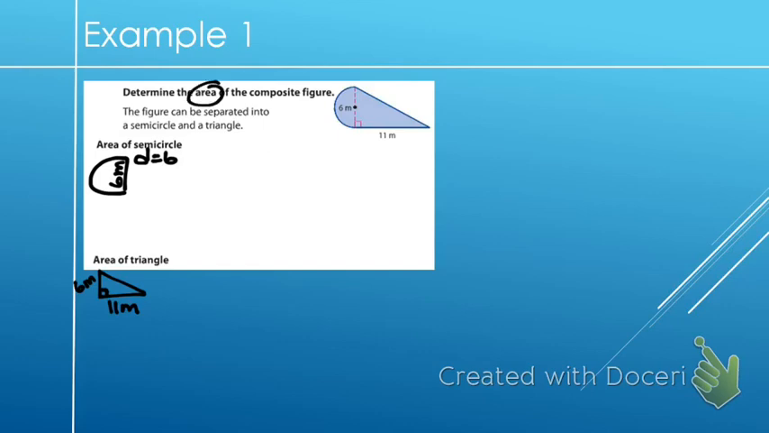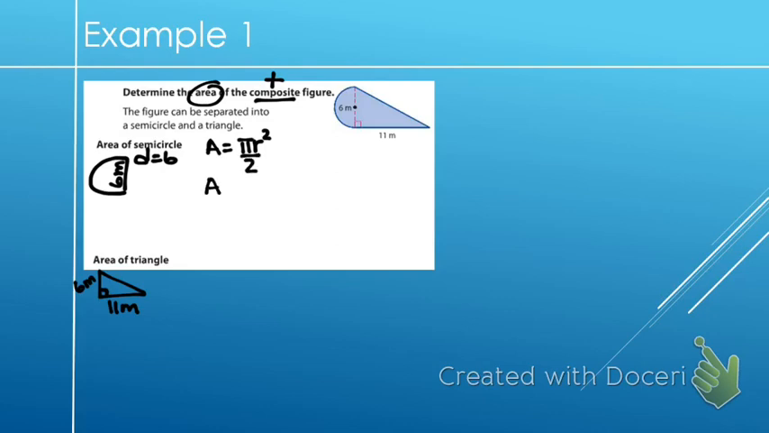Okay, so this is called area of composite figures. So we know we're doing area. Composite, we know we're going to add. So here we have a semicircle. We've got to use the formula for area of a circle, which is pi times r squared. But since it's a semicircle, it's half of a circle, so I've got to divide it by 2.